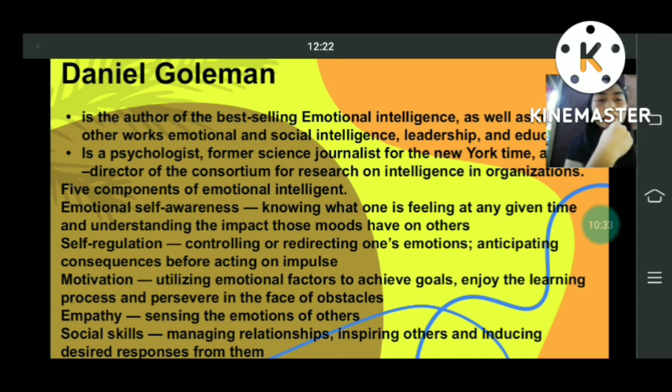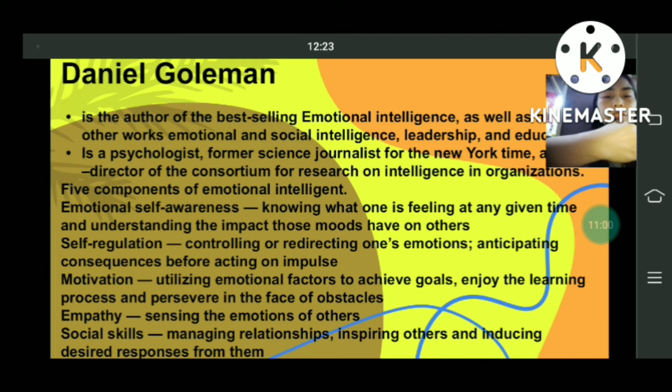First, emotional self-awareness. Second, self-regulation. Third, motivation. And fourth, empathy. Fifth, social skills. And the first, emotional self-awareness, is knowing one's own feelings at any given time and understanding the impact those moods have on others.